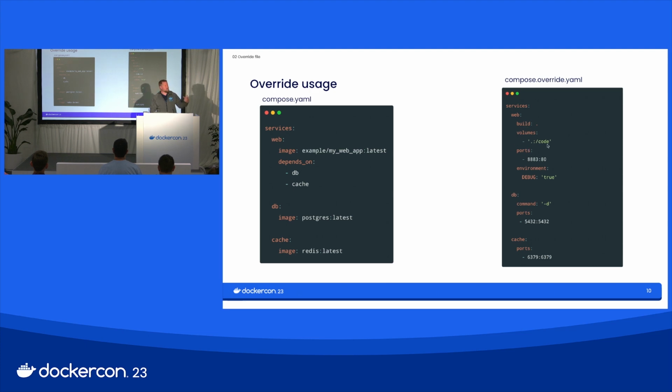I can also mount a volume, so the source code will be inside the container. And I can decide to export the port 80 to the port 8883 locally, and I want to add the debug trace with an environment variable. I can do almost the same for the database and say for the DB I want to run in debug mode and have the trace. And for the cache, for Redis, for example, I just want to expose the port so I can directly connect to Redis and see what is inside, okay?